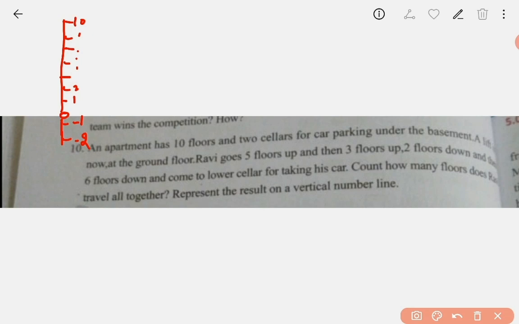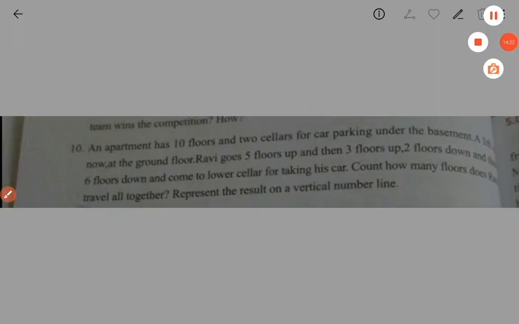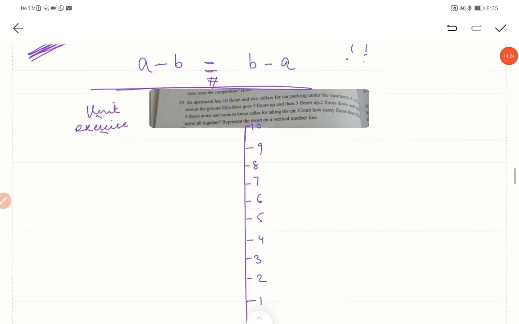Now a lift is at the ground floor. Now the lift is at this position. So Ravi is going to the 5th floor now: 1, 2, 3, 4 and 5. So he is going to the 5th floor. I took it like this.